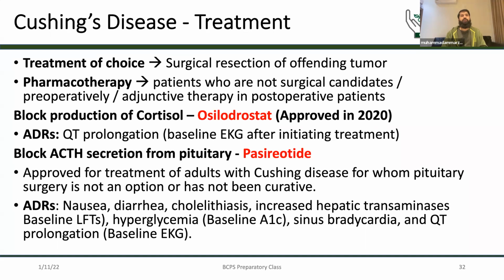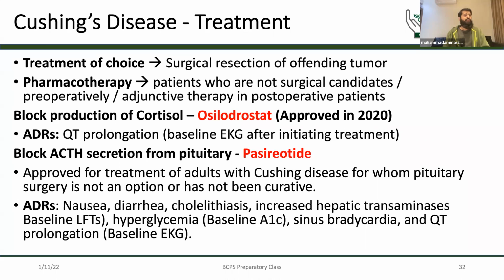Without removing the tumor, ACTH levels would not be controlled, and if ACTH levels are not under control, the adrenal gland would release a lot of cortisol. Pharmacotherapy is there, but that is reserved for patients who are not surgical candidates. I mean, the surgery cannot be performed in those patients, or it can be used pre-operatively to reduce or control the symptoms. And it could be used as an adjunctive therapy in post-operative patients if the surgery is not successful to reduce the levels of cortisol.